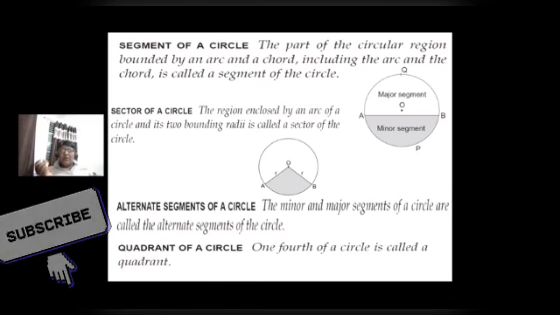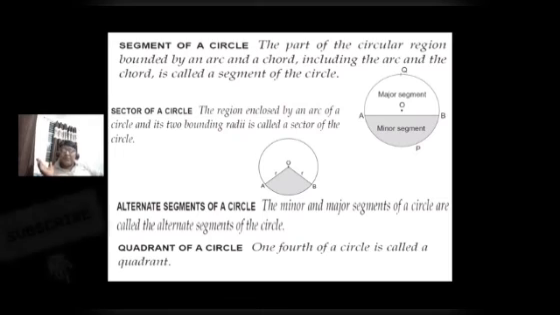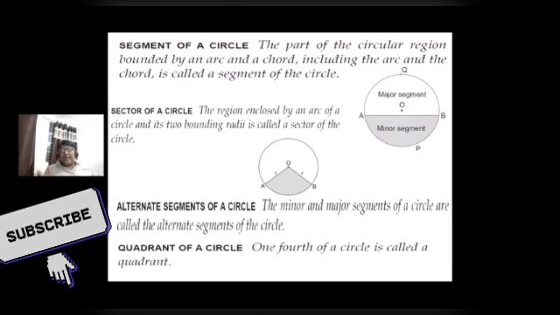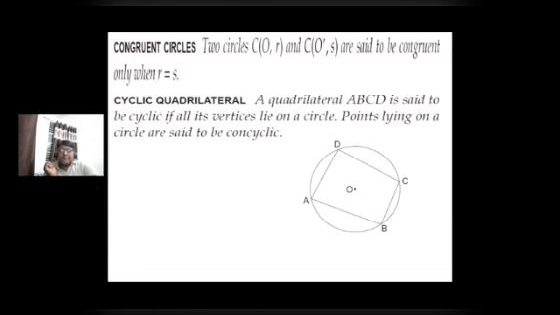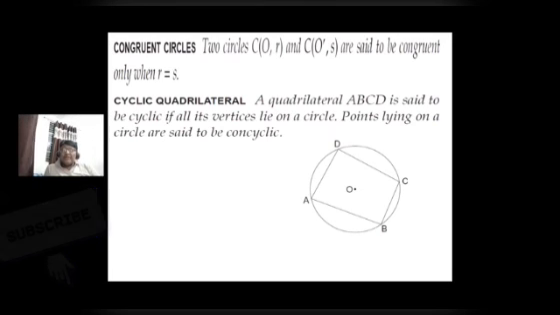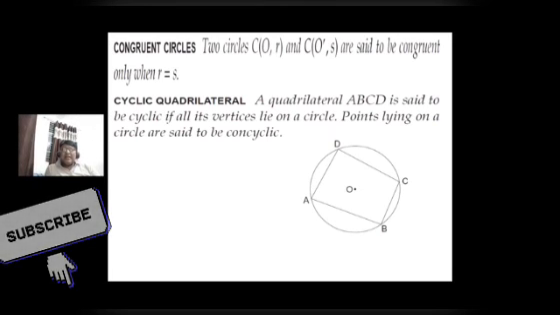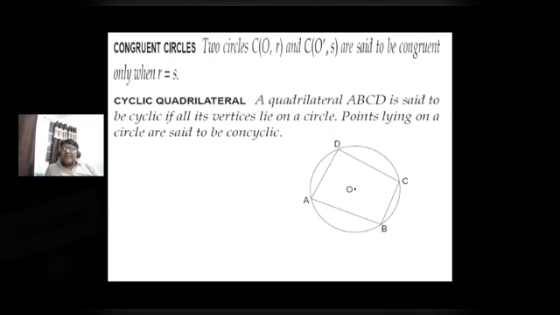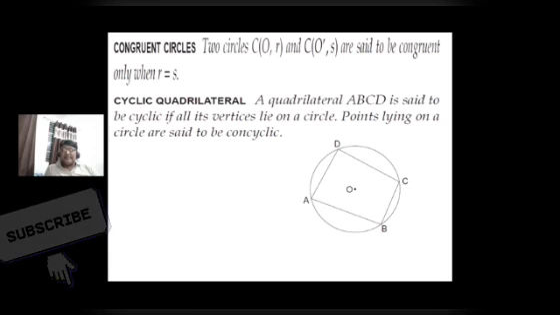Congruent circles. Two circles are said to be congruent if their radii are the same. So two circles, one with center O and radius R and another with center O dash and radius S, are said to be congruent if their radii are the same, meaning R is equal to S. And the last term is the cyclic quadrilateral. A quadrilateral ABCD is said to be cyclic if all its vertices lie on a circle, and points lying on a circle are said to be concyclic.